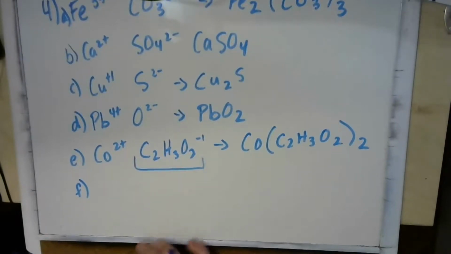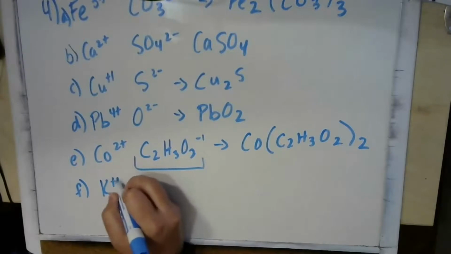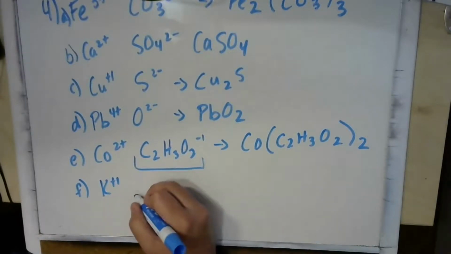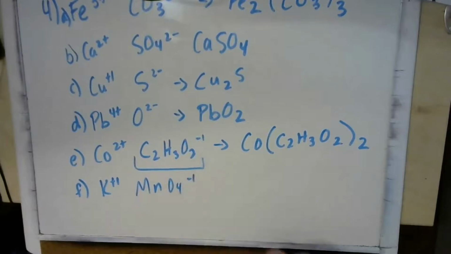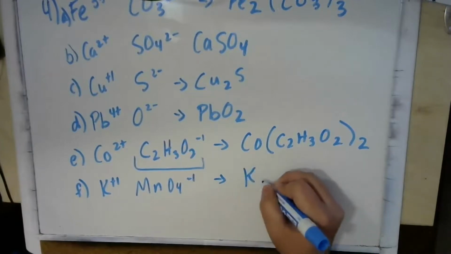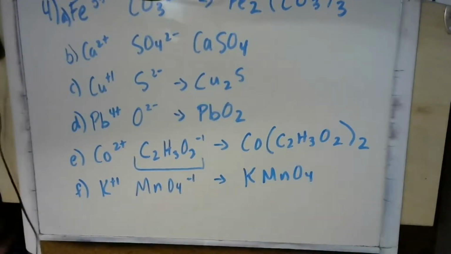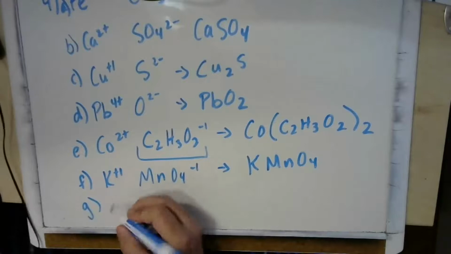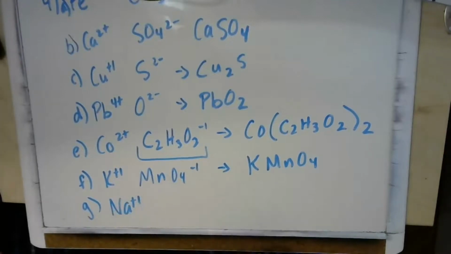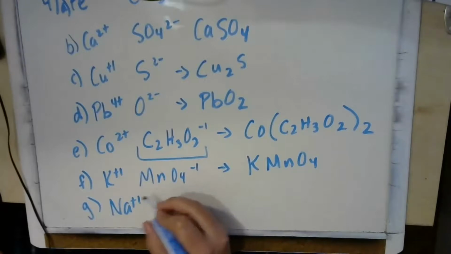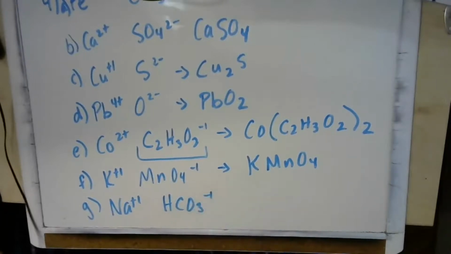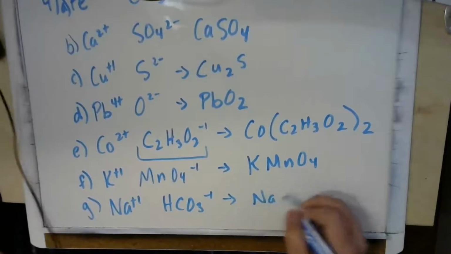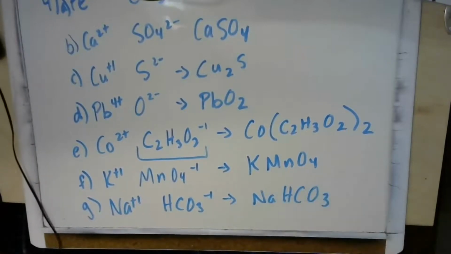All right, potassium permanganate. K will be +1, and the permanganate ion is MnO4 minus 1. Those will combine in a 1-to-1 ratio. So KMnO4. Okay, and then we'll have sodium hydrogen carbonate. Sodium will be +1. Your hydrogen carbonate ion is HCO3 minus 1. So these will combine also in a 1-to-1 ratio.